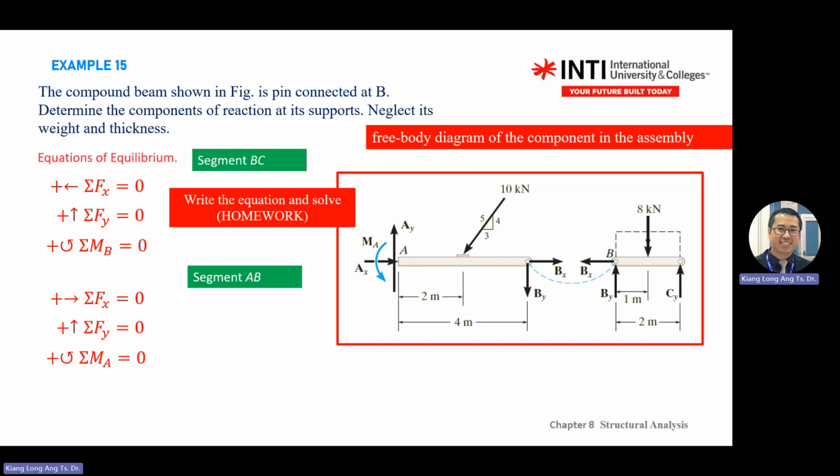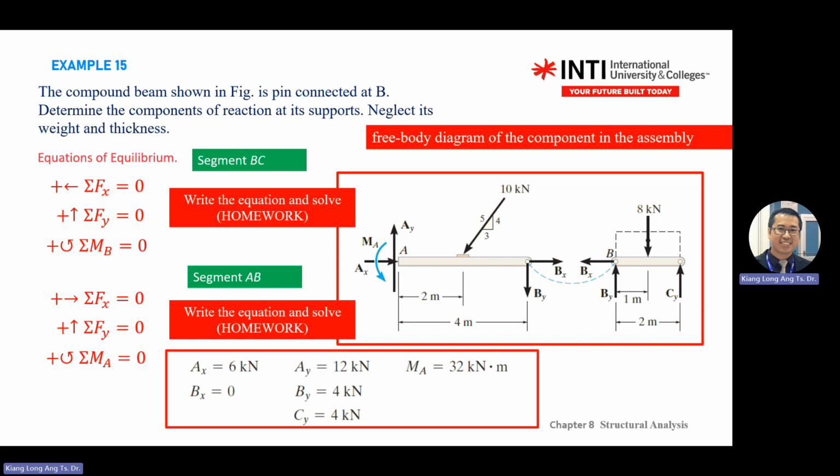Same with AB, also the same. Because this one has a lot of unknowns, we close the moment at A. So we have this one split into x and y, the 10 kilonewton split into x and y. Then you have moment. So this one you create 2 moments. BX doesn't create moment, BY creates moment. So these are the answers if you do the calculation. Try to get the concept. What is important is you know how to solve.